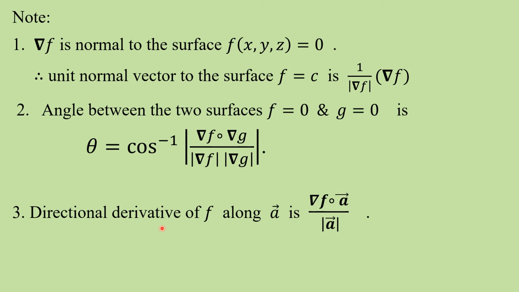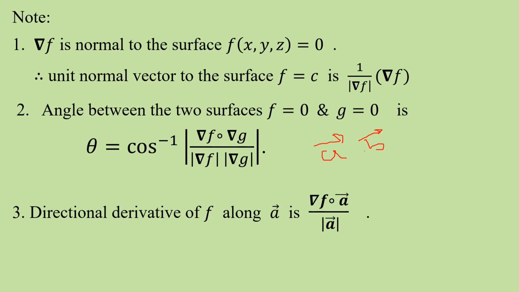Or else you can just remember that the directional derivative of f along a means the component of the vector normal to the surface, that is del f, in the direction of vector a. As all of you know, the component of vector a along vector b is a dot b cap. In a similar way, the directional derivative of f along a is the component of the normal to the surface, del f, along a, that's why it is del f dot a cap.